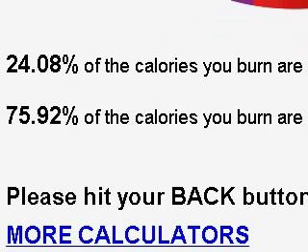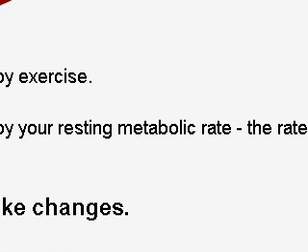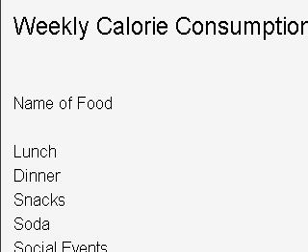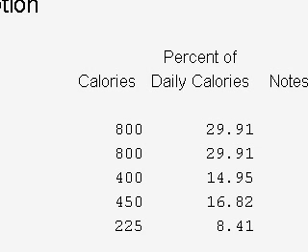Then it tells you how many of your calories are burned by exercise, and how many are burned by your body just kind of doing what it does normally. Then it says down further, weekly calorie consumption. So basically it lists out all the foods, and it lists them by percentage. So again, you might be able to spot some trends in your diet by looking at the percentages. Probably a lot easier if you just look at the chart above.